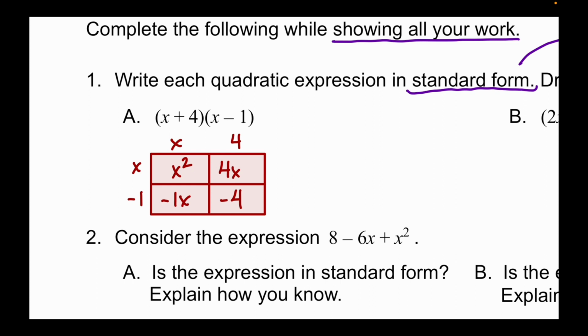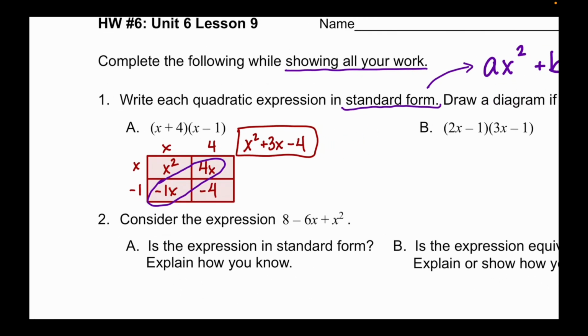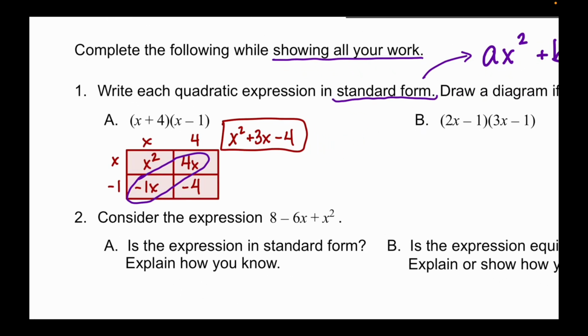Now I do need to add all of these up, but the only like terms are these ones right here. So we're going to combine them. We'll get 4 minus 1 is 3, so this will end up being 3x. So x squared plus 3x minus 4 is going to be our answer, and that is in standard form.